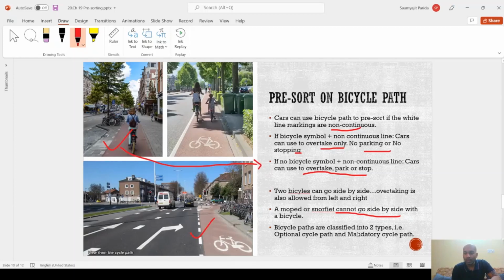Bicycle paths are classified into two types: optional cycle path and mandatory cycle path. This one we already discussed in the previous video. But in this scenario, cars are not allowed to pre-sort on the bicycle path because it is a continuous line. Cars are not allowed to use it for overtaking also. No parking, no stopping, nothing. This is a mandatory cycle path exclusive to cycles only.